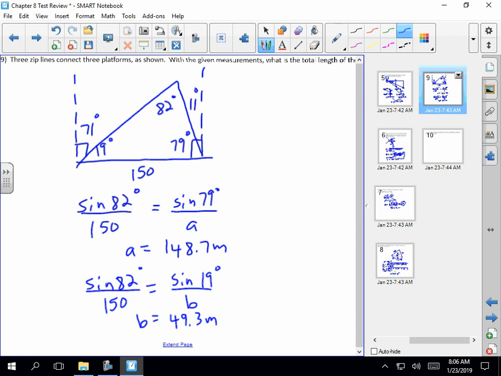So then we have the other measurements. The total length of the course is going to be these two added up with 150. So 150, 148.7, and 49.3 gives us a course length of 348 meters total.